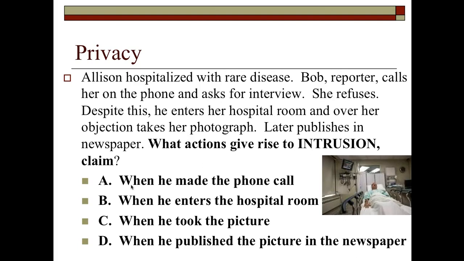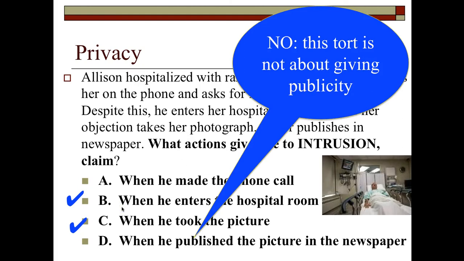In contrast, if he called her 20 times night and day, that call by itself would be intrusion into seclusion and justify a tort remedy. Obviously, when he enters her hospital room, she has a reasonable expectation of privacy and the tort is committed. When he takes her photo, again, it's intrusion into her private affairs and she has another tort claim. Notice, however, that when he publishes her picture in the newspaper, this is not the tort of intrusion, because this tort is not about giving publicity.